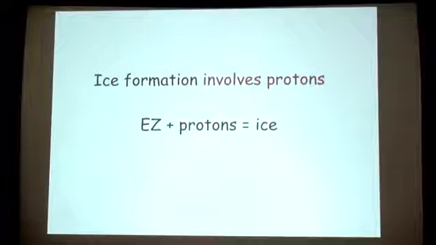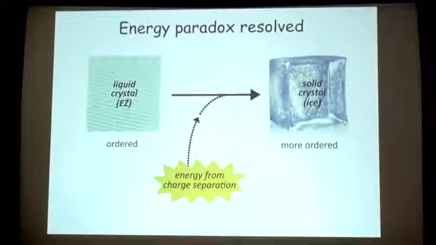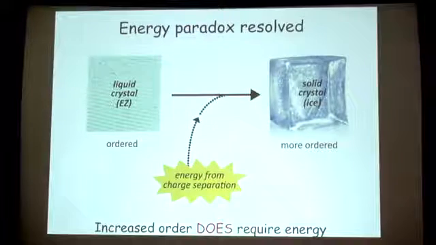And so ice formation is the exclusion zone plus the protons gives you ice. And so I think the energy paradox is actually resolved when you think of this process that's going on, because you're starting with an EZ, which is a liquid crystal. So it's moderately ordered, and the ice is more ordered. Now, if you need more energy to get more order, you actually get the energy because the charge separation is potential energy. So you're adding this potential energy to get something that's more ordered. So there's no violation of any thermodynamic principle. Increased order does require energy.